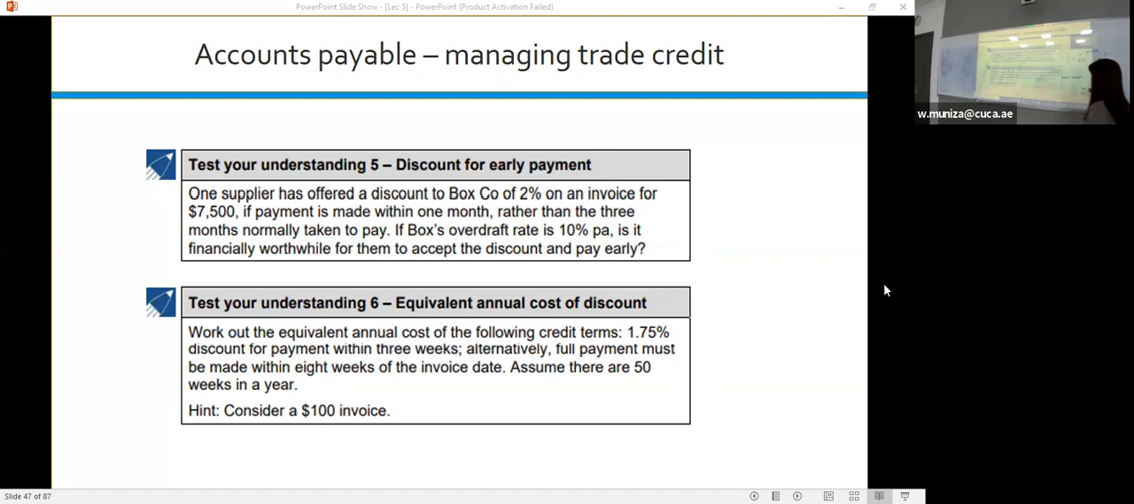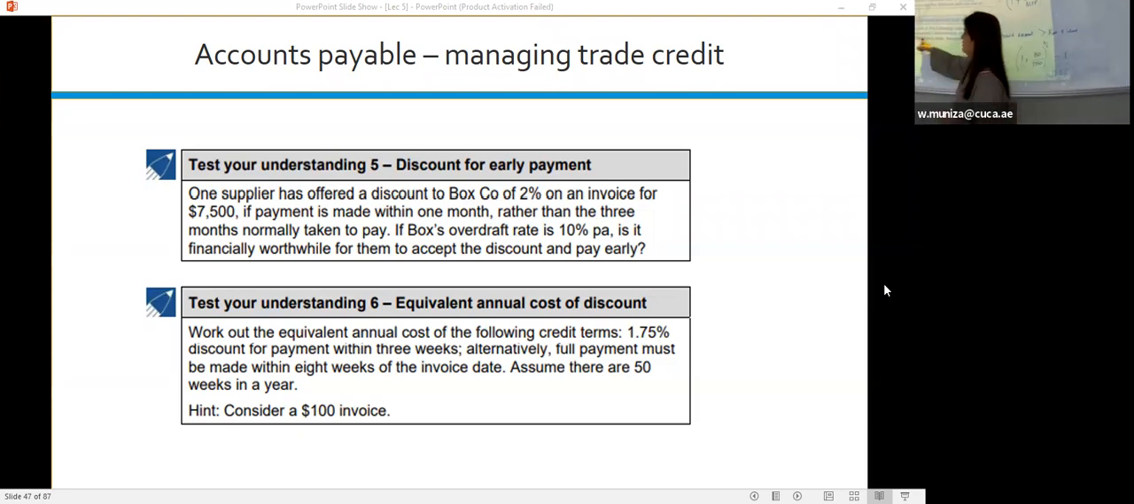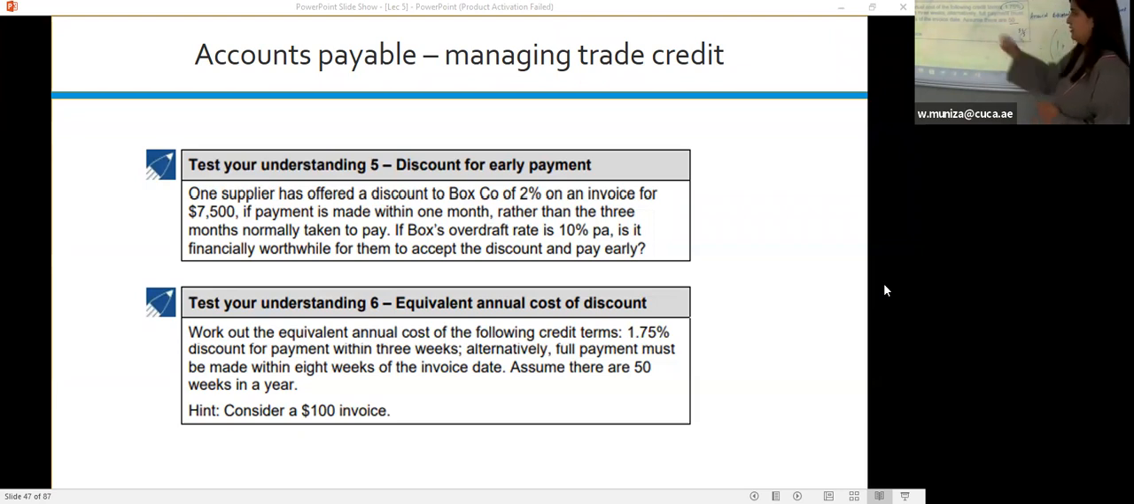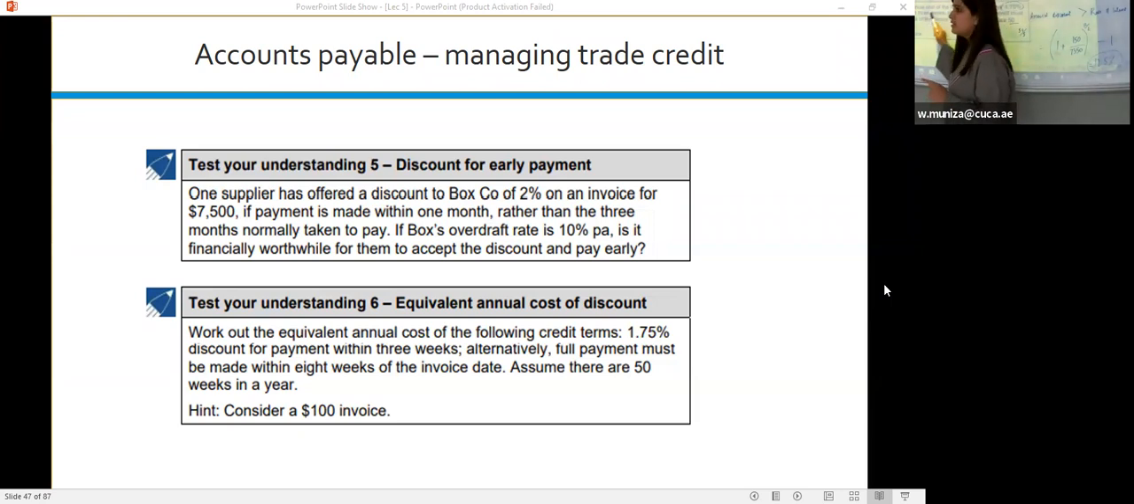So number of periods we are going to calculate over here: 50 weeks divided by 5. We are going to pay within 3 weeks, but the normal time period is 8 weeks. So how much earlier are we paying? 5 weeks.